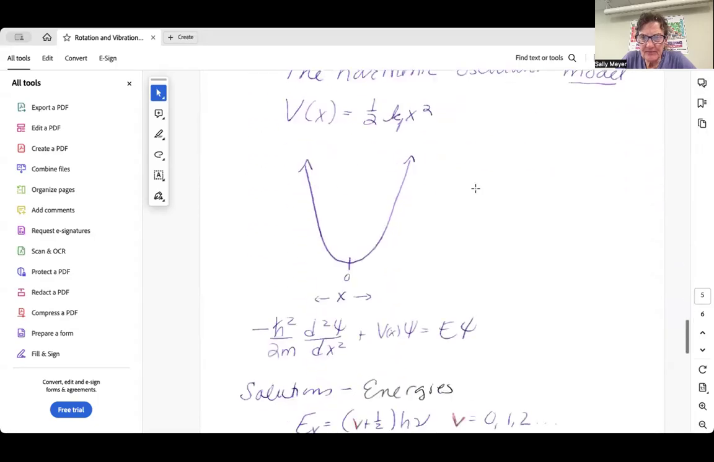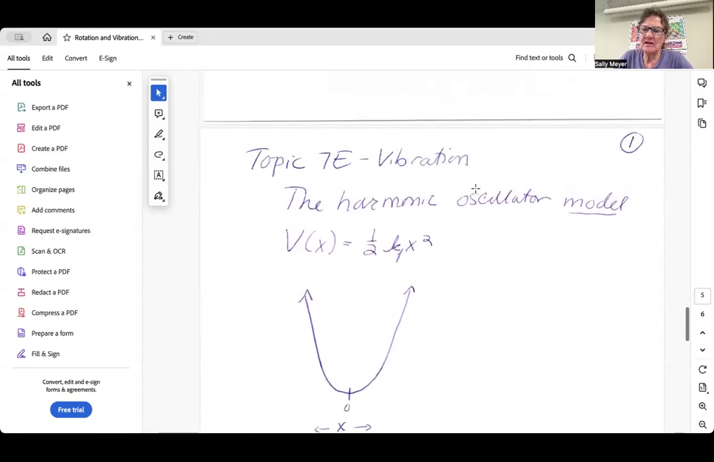Okay, we're going to do our last type of motion: vibrational energy and its quantized values. We're going to talk about a very idealistic model, and we'll see that it's not a perfect match for chemical bonds, but it's a pretty good model. It's called the harmonic oscillator.